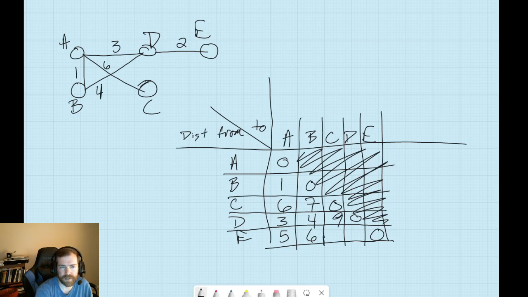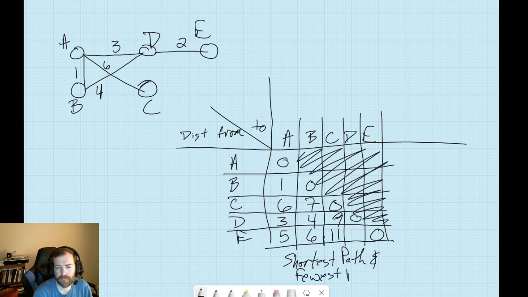Right, E to get to C. In this particular case, going E, D, A, C is going to be 2 plus 3 is 5 plus 6 is 11. And then E to D is just 2, it's direct.